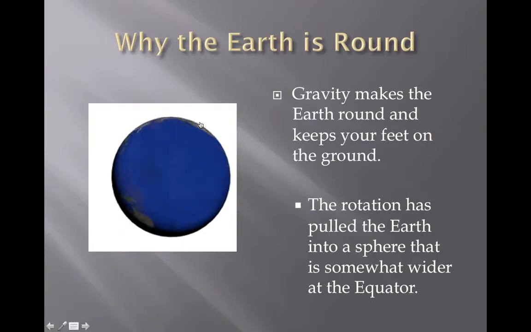Gravity is what makes the Earth round. The pull of gravity and its spin has made the Earth its spherical shape. It is a little bit wider at the equator, so it's not a perfect sphere, but we model it as a sphere. So you can think of the Earth as a basketball that's been pushed down just slightly. So it's almost a perfect sphere.